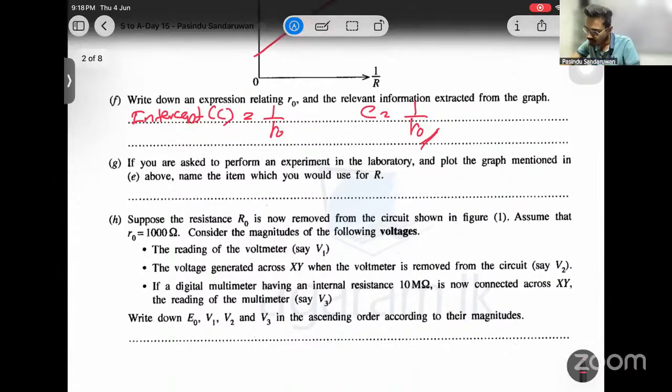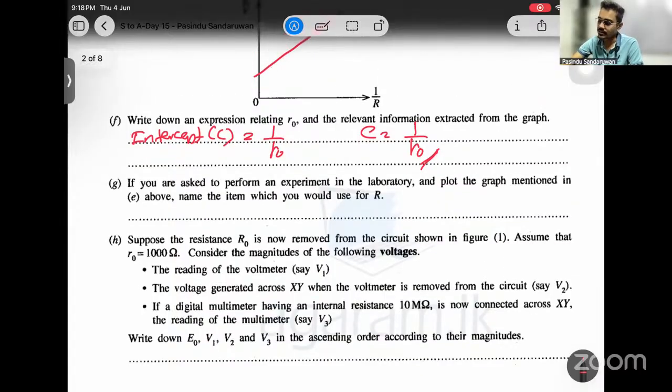G. If you are asked to perform an experiment in the laboratory and plot the graph mentioned in E above, name the item which you would use for R. Here R is a variable. As variable resistors, we only have two options in the lab. One is the rheostat. A rheostat is used when you need a variable resistor.